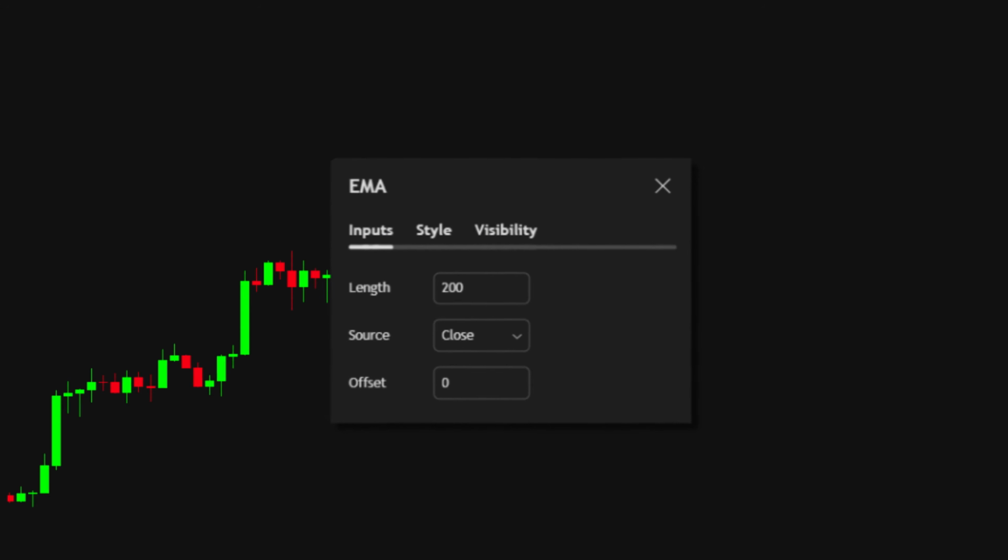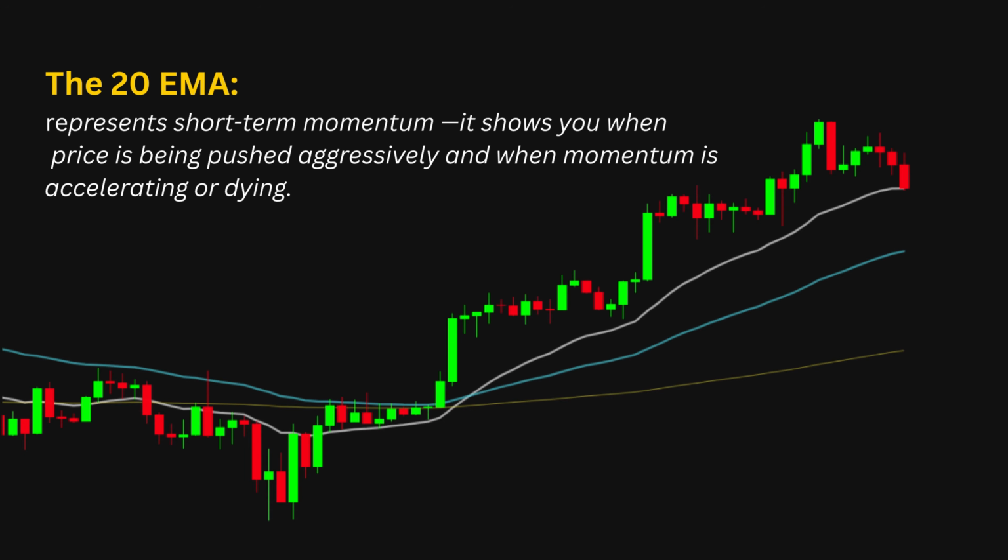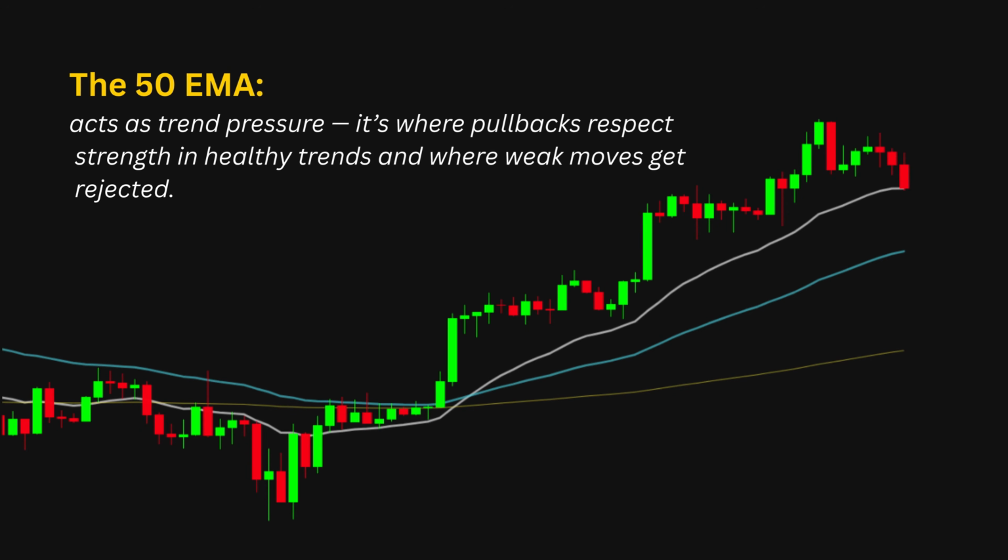These are not random numbers. The 20 EMA represents short-term momentum. It shows you when price is being pushed aggressively and when momentum is accelerating or dying. The 50 EMA acts as trend pressure. It's where pullbacks respect strength and healthy trends, and where weak moves get rejected.